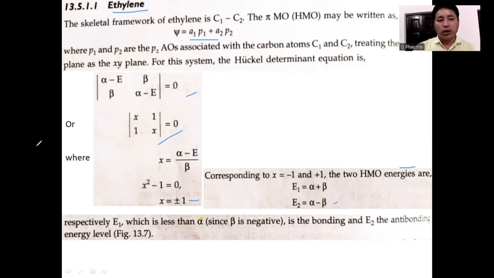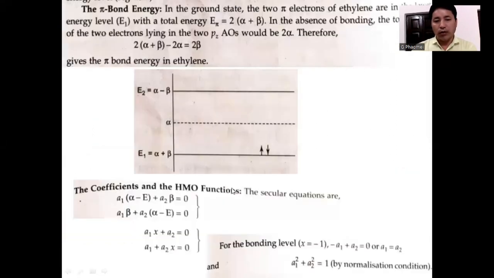Therefore, if you draw the energy levels of this ethylene, we can draw here. So this is the bonding, this is the anti-bonding, and this is non-bonding. So from here, we know that there are 2 pi electrons in ethylene.